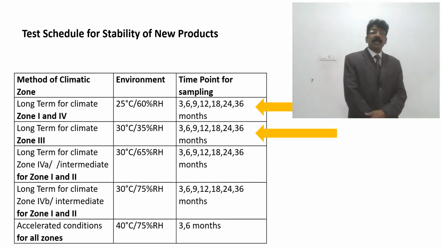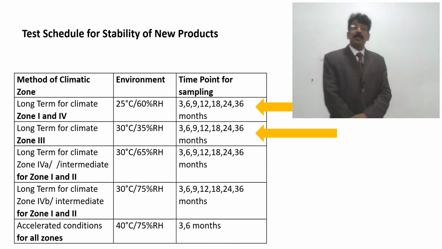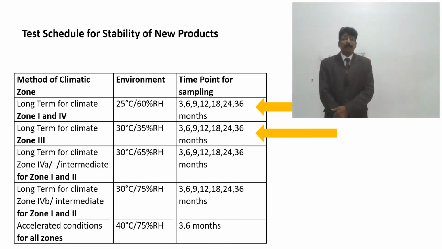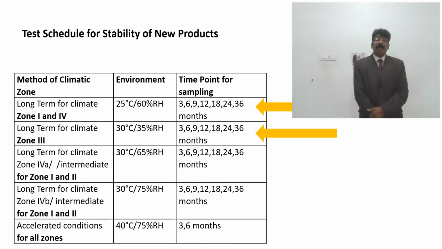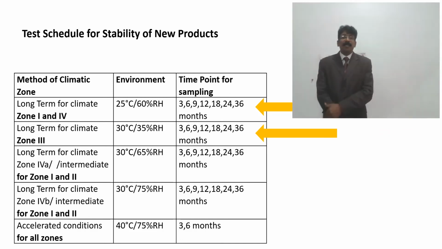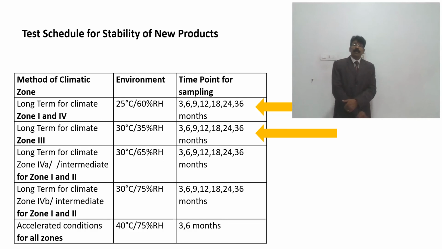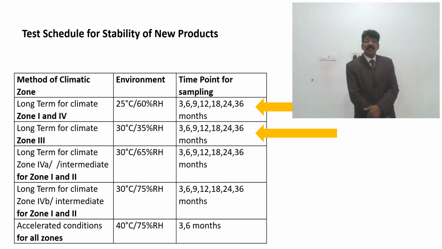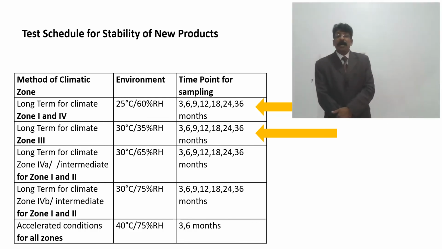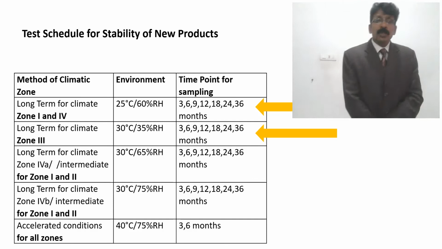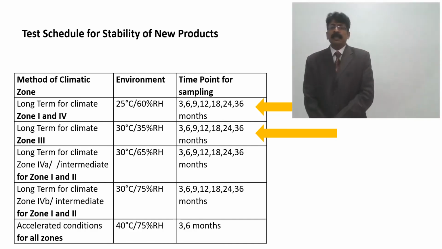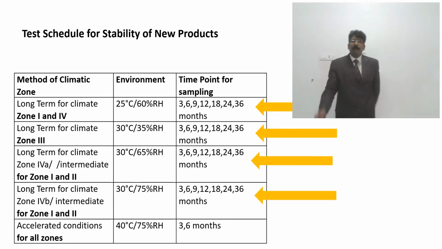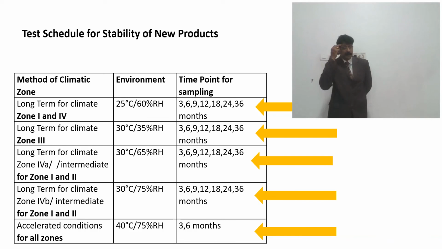Long term testing for zone 4B intermediate. 4B I did not mention, it is also a slight variation in the temperature, 30 degrees centigrade and 75 percent relative humidity, 3, 6, 9, 12, 18, 24 and 36. And the accelerated condition, 40 degrees temperature can be maintained at 75 relative humidity at 3 and 6 month intervals. So for all zones, this is what I wanted to give you about the details, and you can see all the time interval points for the sampling.